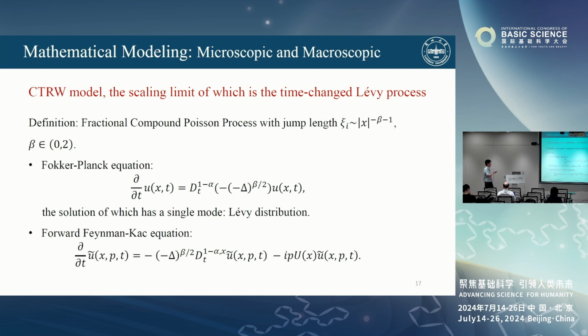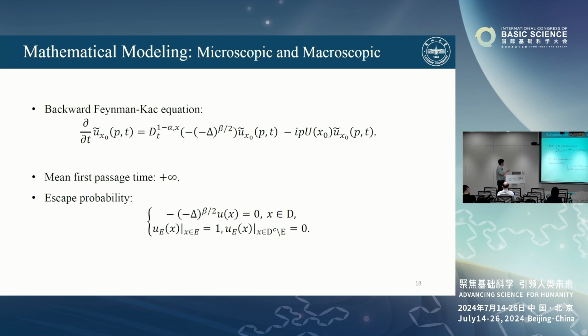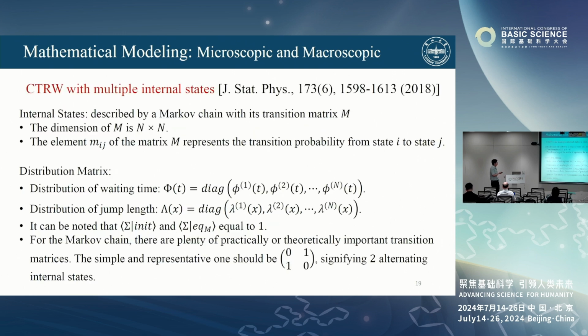After doing the time change, we can derive the corresponding Fokker-Planck equation, and also the forward Feynman-Kac equation, and also the backward Feynman-Kac equation. But for the trivial case, the mean first passage time is positive infinity, so you don't need to solve the equation. It's trivial, but we can still solve the escape probability.